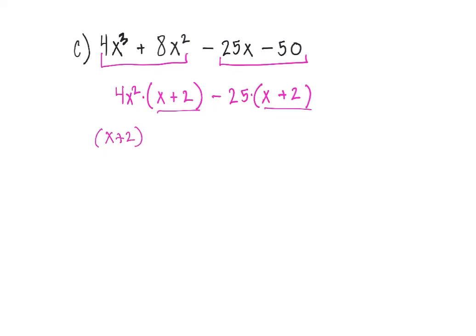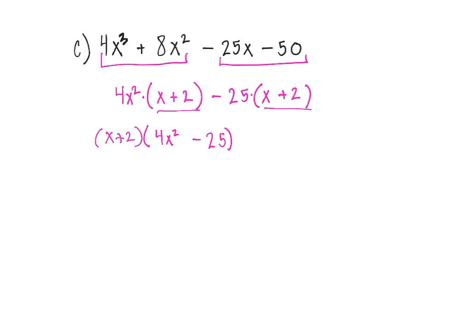If that's tricky for you, you can go back and watch my video on factoring by grouping. All right, so we're going to divide this whole group by x plus 2. We are left with 4x squared. And divide this group by x plus 2, we have minus 25. Okay, so we just factored by grouping.